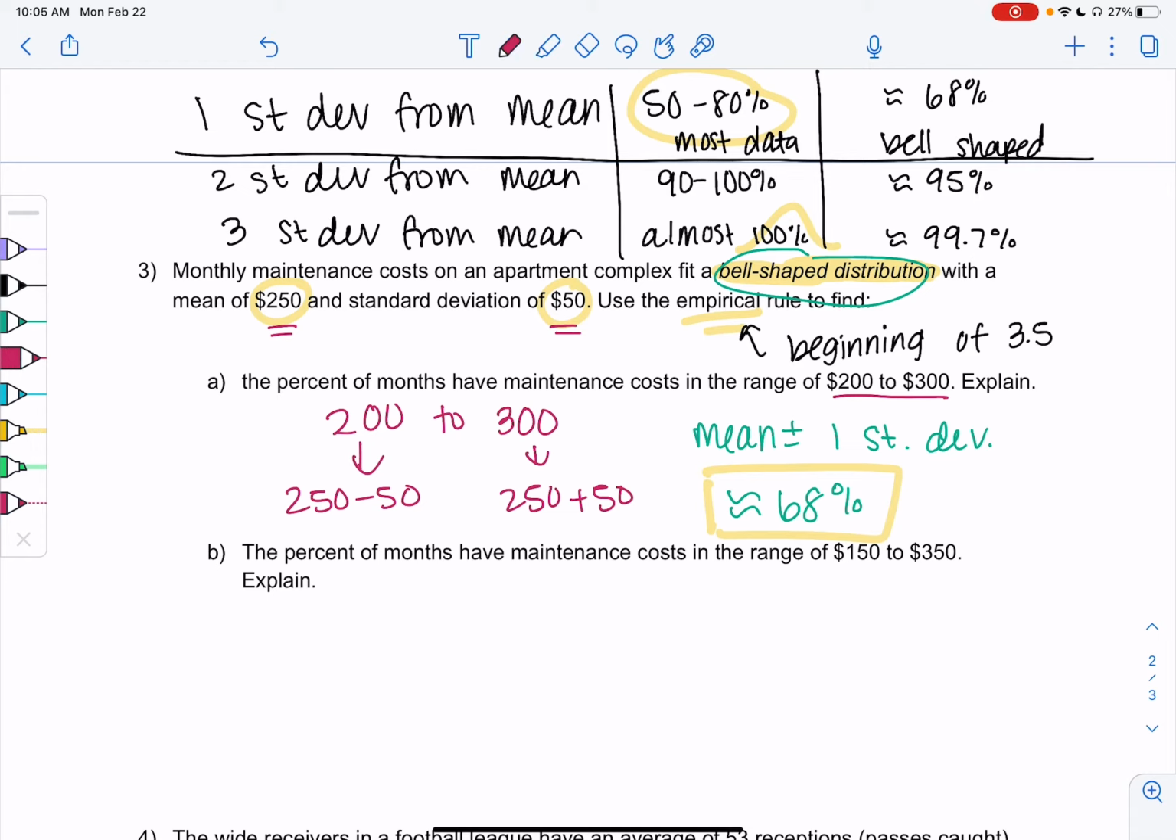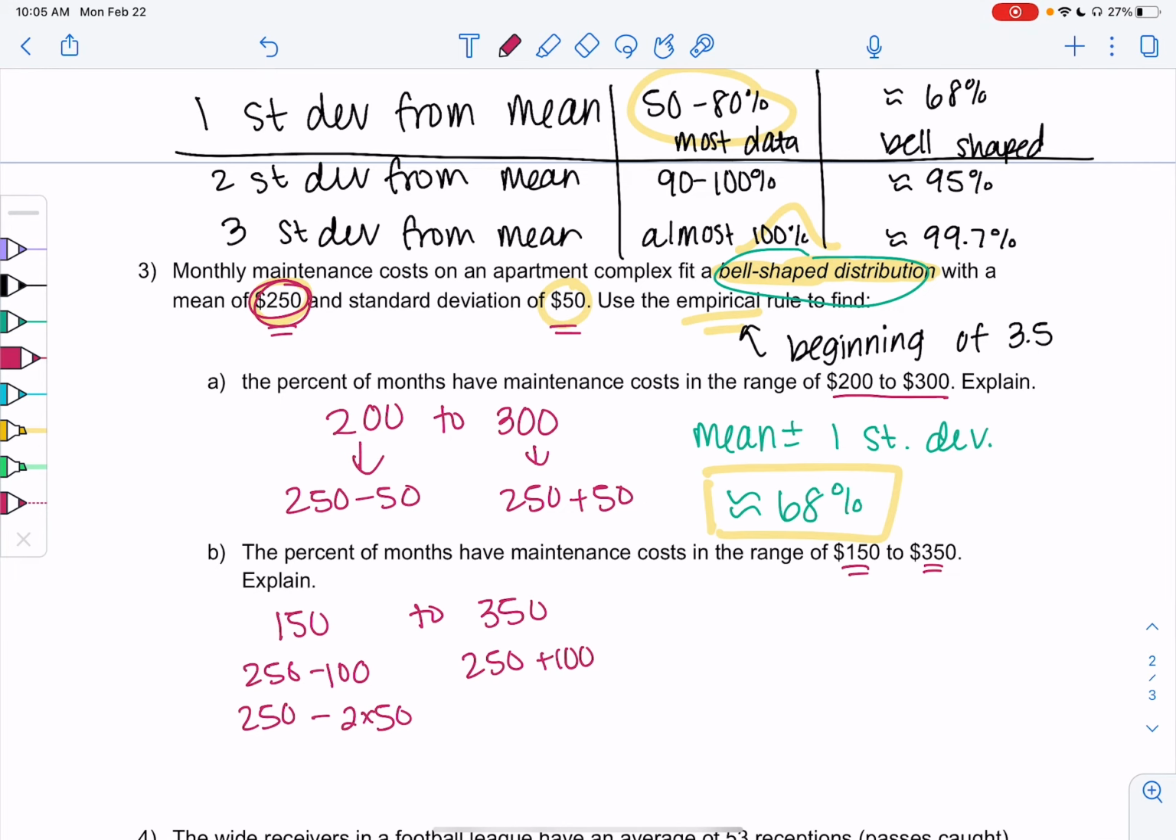And then what about 150 to 350 for part B? What I notice is 150, again, I want to use the 250 because that's the mean, would be 250 minus 100, which would be the same as 2 times 50. So that would be 2 standard deviations. Let's see if the 350 does the same thing. So 350 would be 250 plus 100, and yeah, plus 100 would be 2 times 50, so that's 2 standard deviations. So we're trying to relate these ranges of numbers to the mean and standard deviation.